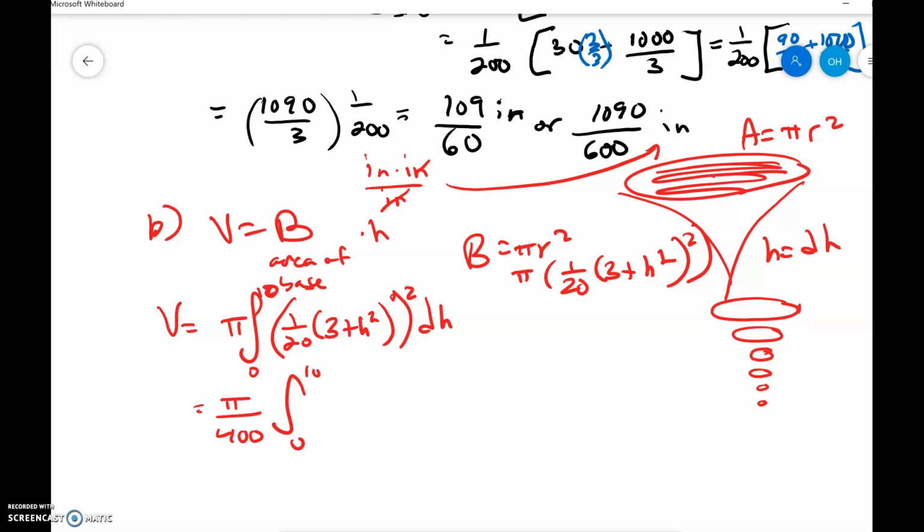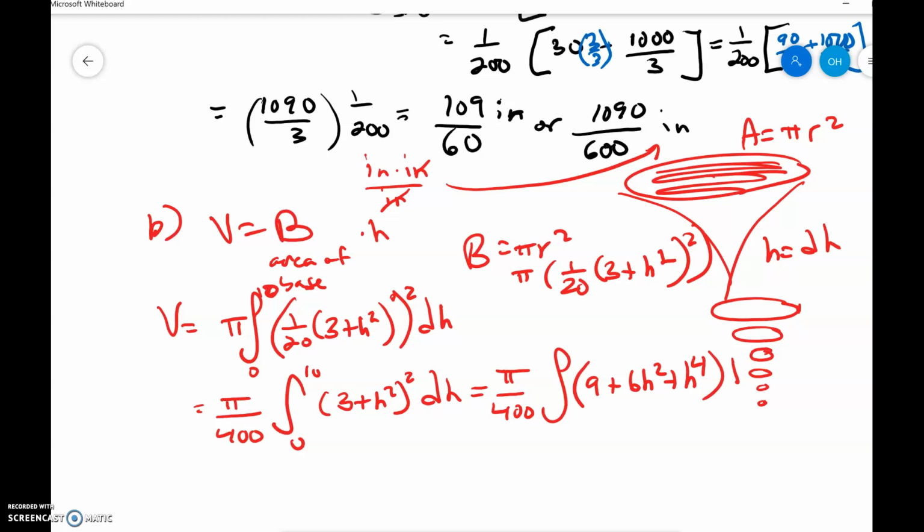0 to 10, and I'm going to FOIL this (3 plus h squared) quantity squared, and I end up with pi over 400 times the integral of 9 plus 6h squared plus h to the 4th dh. So now I'm going to come over here, and I have, again, pi over 400, and now I'm just going to do reverse power rule.